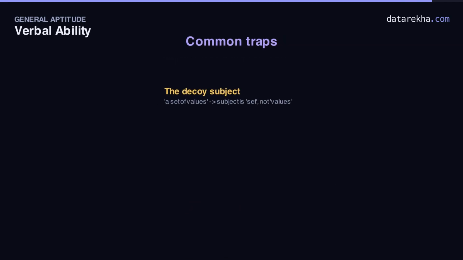Now, the traps that catch people. 1. The decoy subject. A set of values. The subject is set, not the values sitting in the phrase. The word nearest the verb is rarely the real subject. 2. Smuggling in your own beliefs. If you think long meetings are always bad, that is irrelevant unless the passage says so. Answer from the text alone.